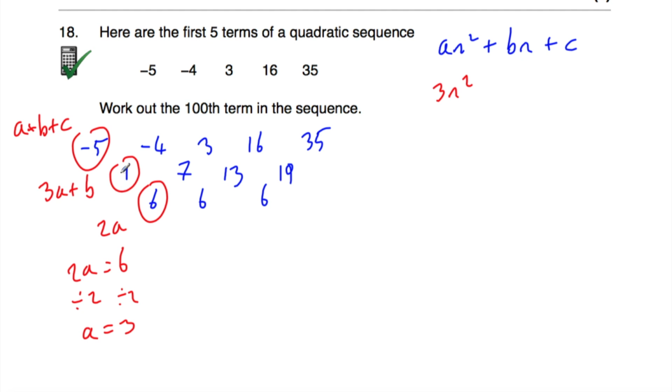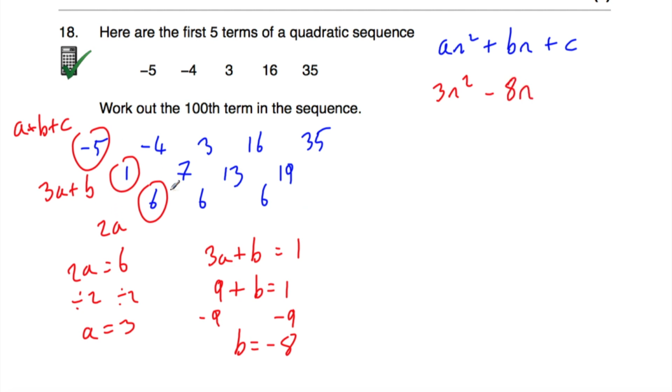Now let's look at our first difference. So we've got 3a plus b is equal to 1. Now a is equal to 3, so we've got 3 times 3 is 9. So we've got 9 plus b is equal to 1. And if we take away 9 from both sides, we'll get b is equal to 1 take away 9, it would be minus 8. So it's going to be minus 8n.